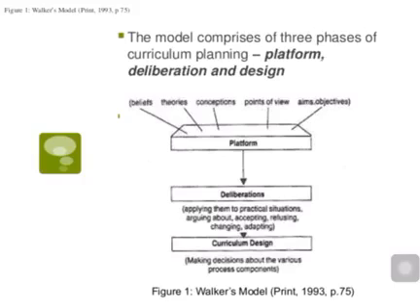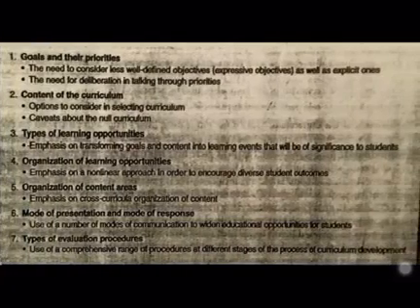And then the last approach is the Eisner approach. The Eisner approach is known as the artistic approach. I think this approach is really good because it first starts with the goal, the aim of it. The need to consider a well-defined objective, and then move on to the content of the curriculum. I think this is very important, the content of the curriculum, what's in the syllabus itself. And then the third step is the learning opportunity.